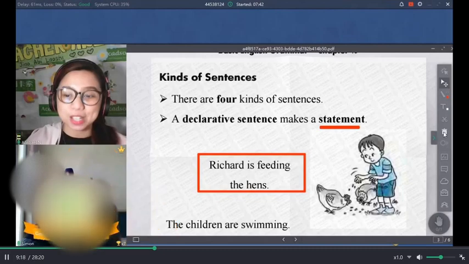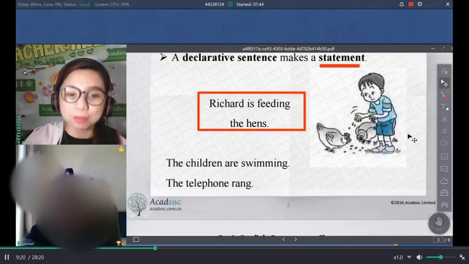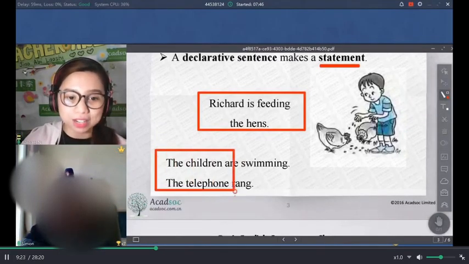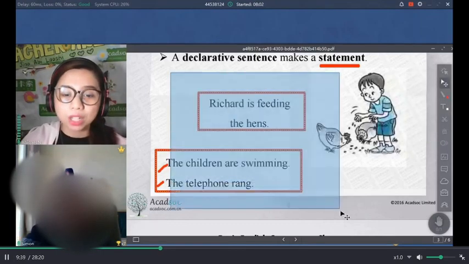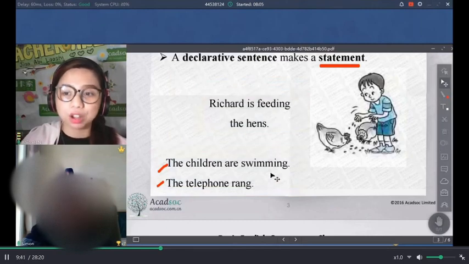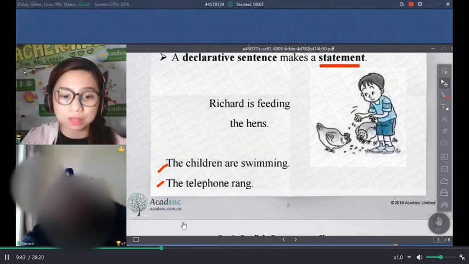So let's have more examples over here. Can you say them? The children are swimming. The telephone rang. Very good. Okay. Well, there is a pattern of writing a declarative sentence, and you just have to remember the rules.